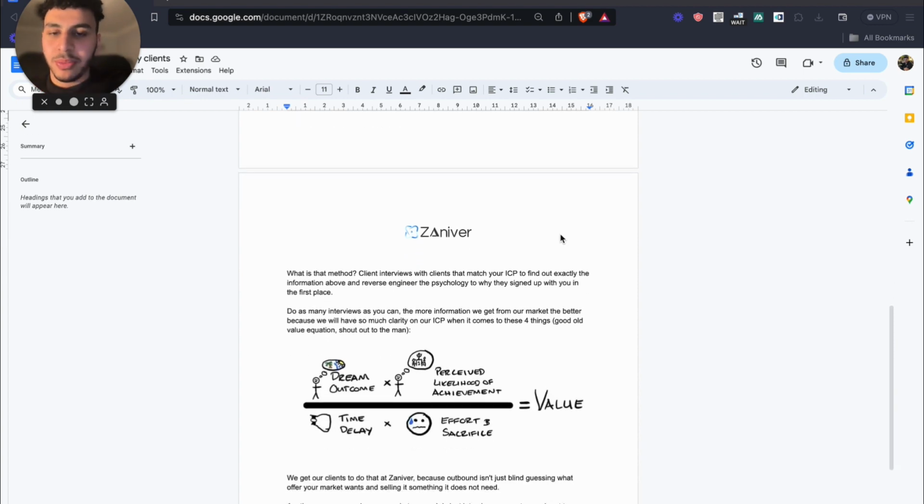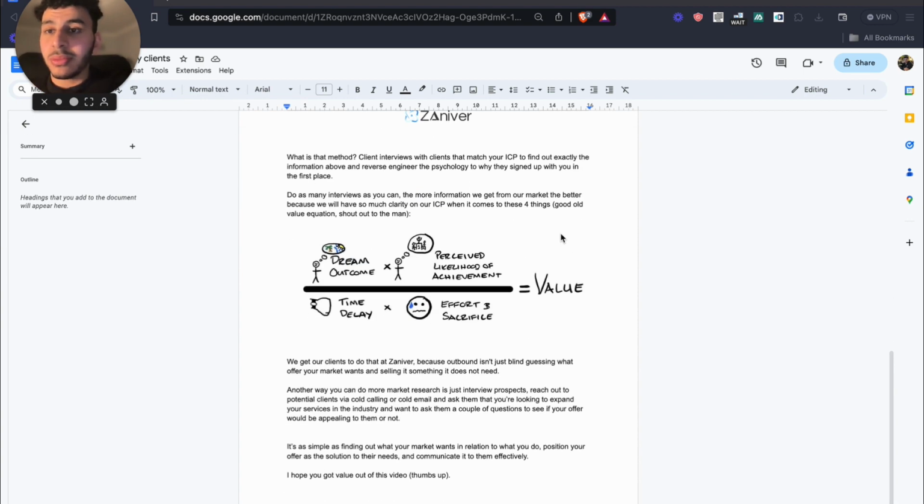And what is that method? Just client interviews. It's nothing crazy. It's just market research via client interviews. Client interviews with clients that match your ideal client profile to find out exactly the information I mentioned above and reverse engineer the psychology of why they signed up with you in the first place. So then you can use that in your outbound messaging along with all the other aspects that I talked about just a couple of minutes ago.